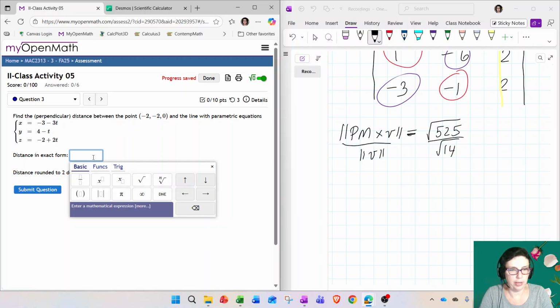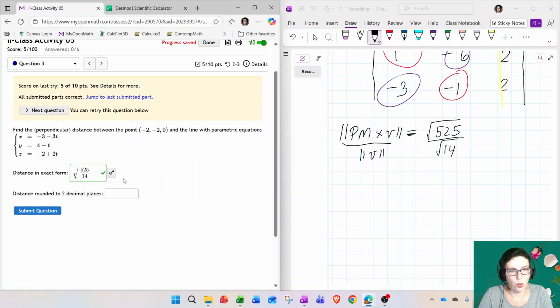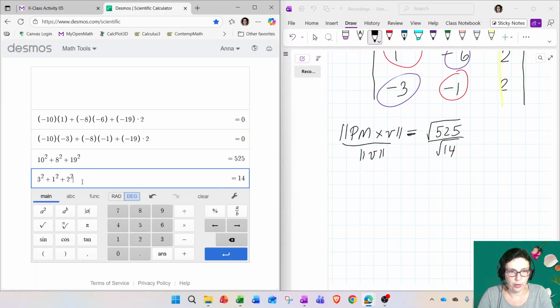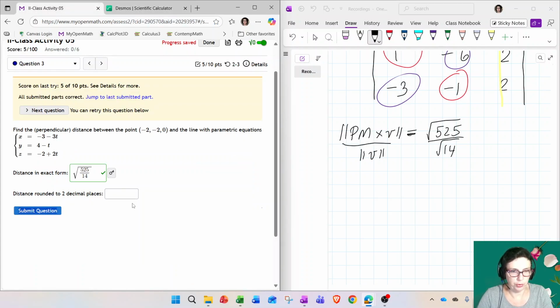So let's look at the exact form. This would be the square root of 525. You can bring it under the whole root, or you could have separated it, it doesn't matter. Now, it wants the distance also rounded to 2 decimal places. Not sure why it wants that, but it's not my question, so I would just ask for the exact one, but whatever. So this one is going to be approximately 6.12.